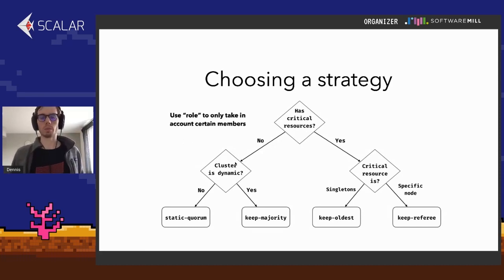At first you would think, okay, well, my cluster size is dynamic, so I have to use keep majority and have that tiny chance that it could lead to split brain. How can I use static quorum? Well, you can use this role. So you can tell Lithium which roles to take into account. So this says, okay, these are the only nodes that are really important in my cluster, the VIP ones in this case, because you don't care about workers being downed and restarted. They're made for that. So in that case, you can use static quorum.